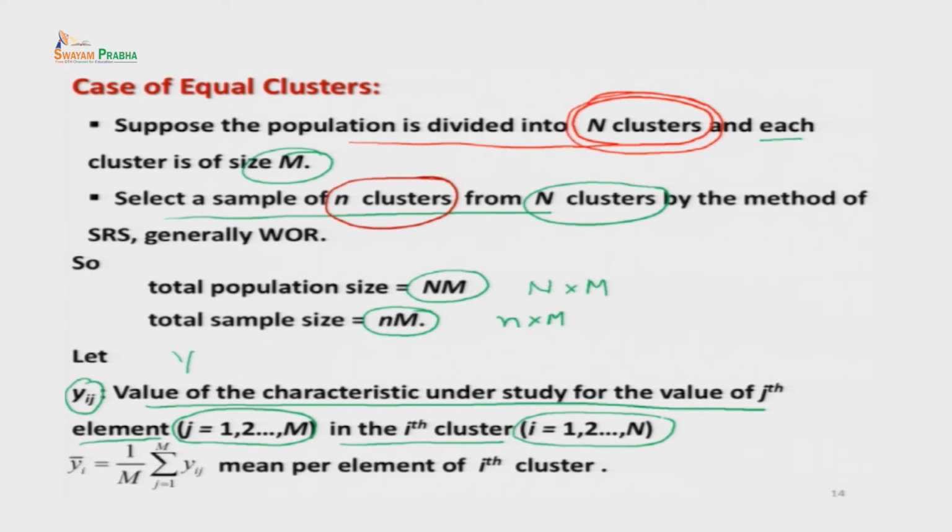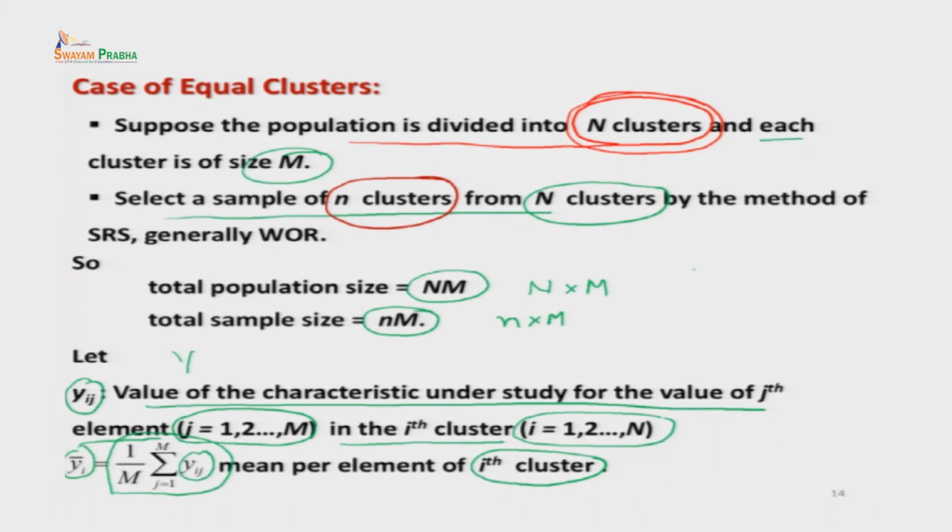So, suppose I take the ith cluster here and all the sampling units within the ith cluster, say yij, and I take the arithmetic mean of all those units. This will become 1 upon capital M summation j goes from 1 to capital M yij, and this is indicated by y bar i.